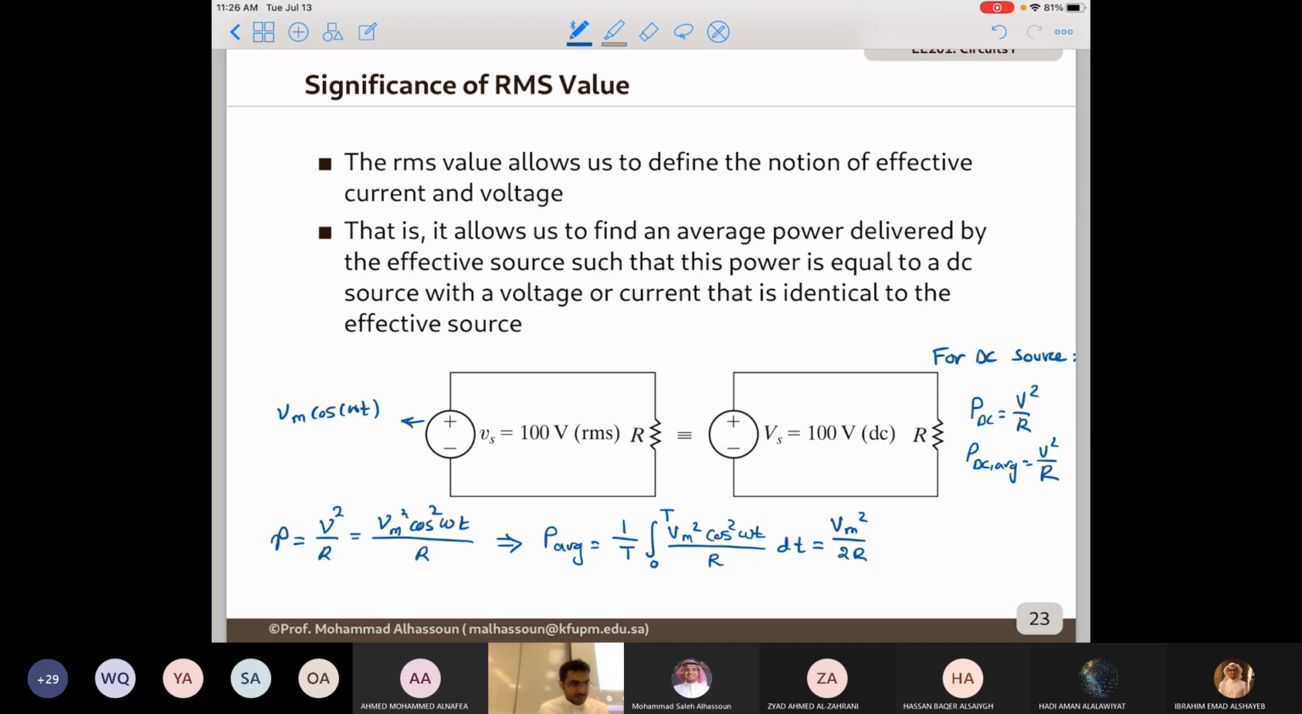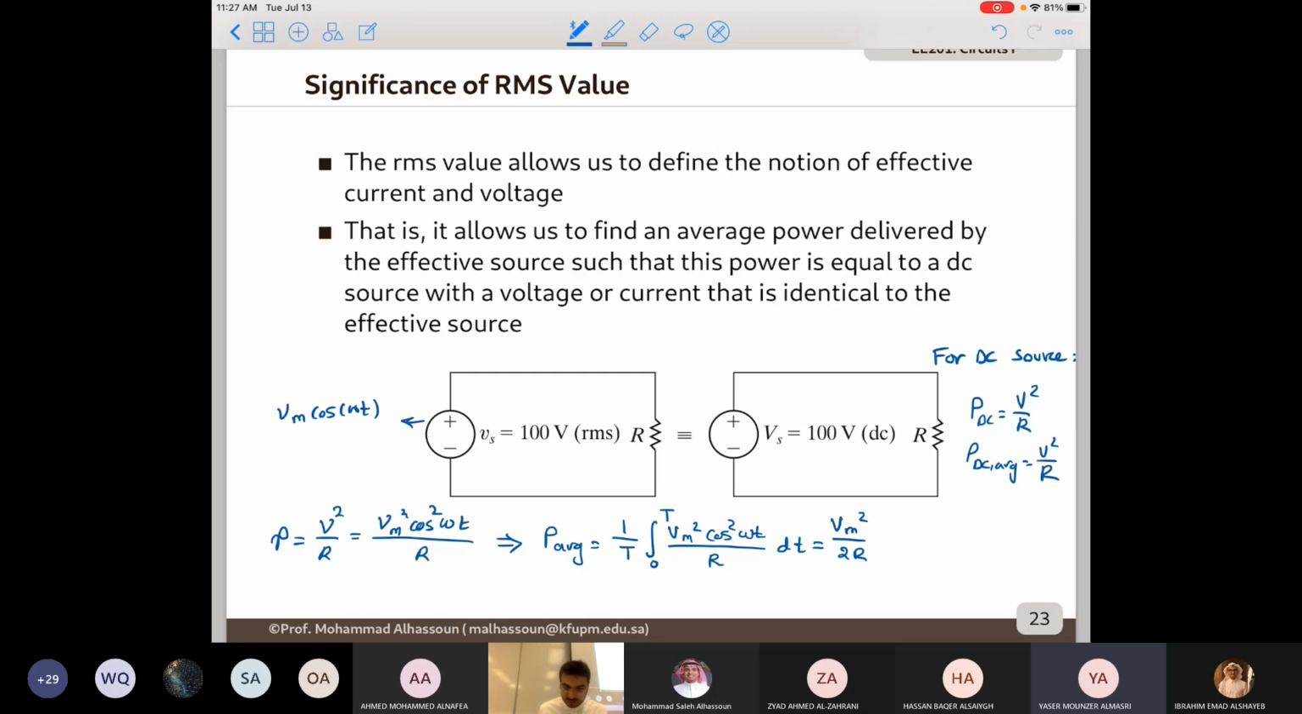So now let's try to find what value of the DC voltage is going to give me the exact same average power as an AC source. You see what I'm asking about? So what is V such that the two sources have the same average power? Clearly what I need to do is square root of 2 V.